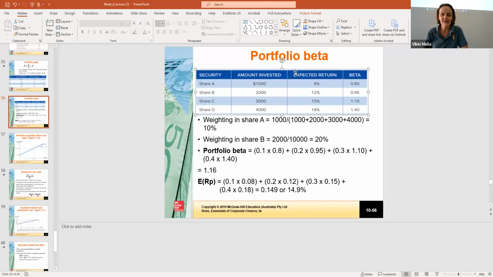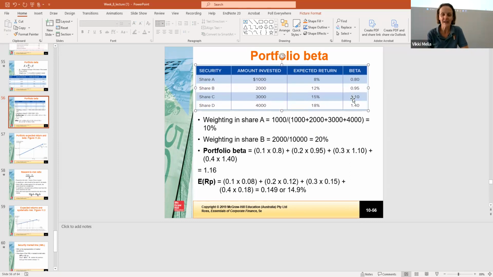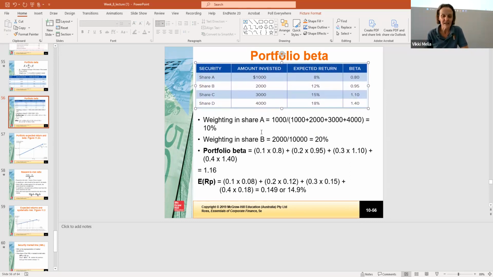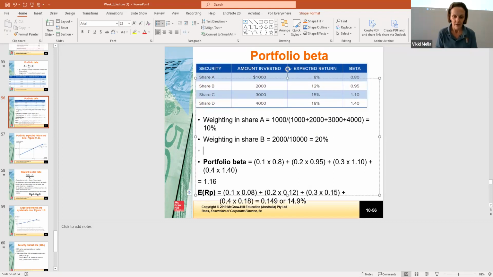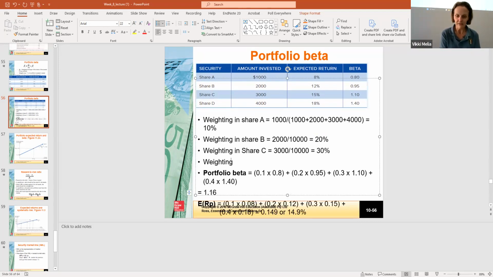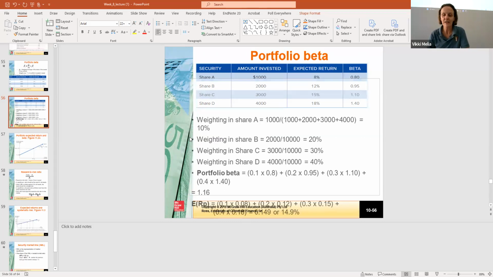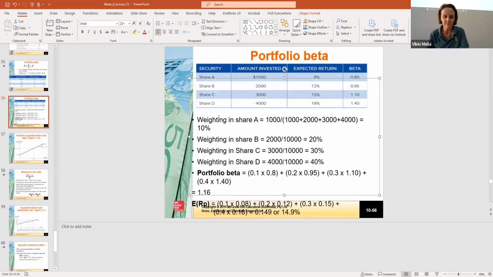So the weighting is that we've got 10% in A, 20% in B, in share C, we've got 30%. And 40% in D. So we need to use these weights to calculate the portfolio beta.